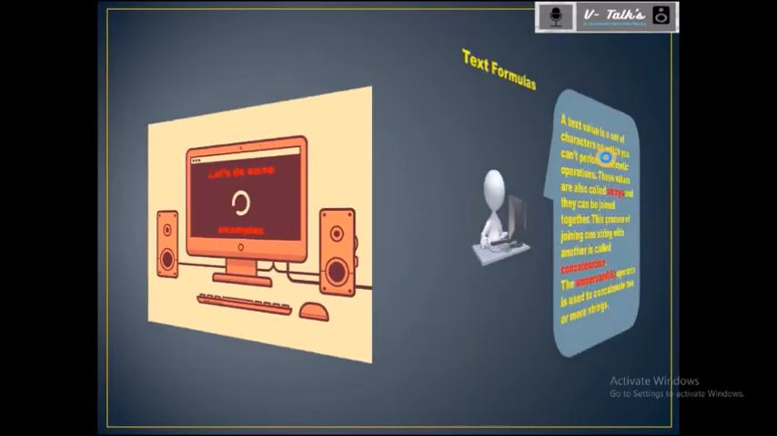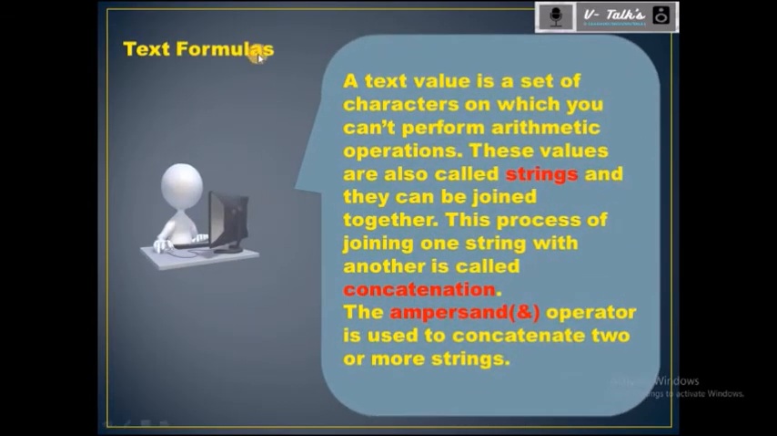Now we will go to text formulas. We learned about simple formulas and compound formulas, using numeric values. Now we are going to use formulas in text. A text value is a set of characters on which you can't perform arithmetic operations. You know that using text values you cannot perform arithmetic operations. Text values, for example a name, are called strings.